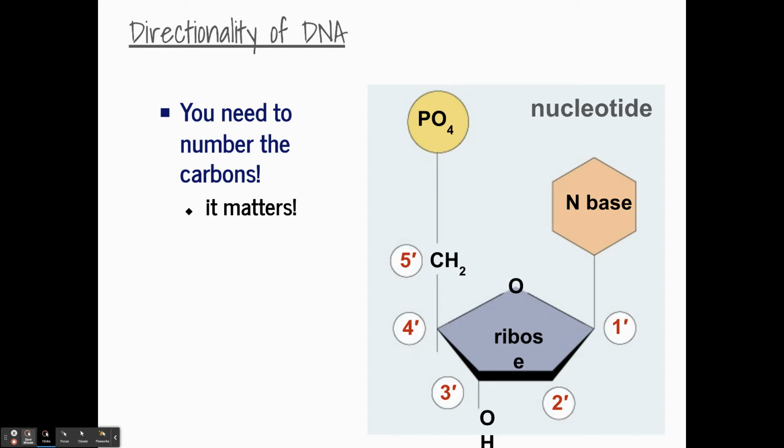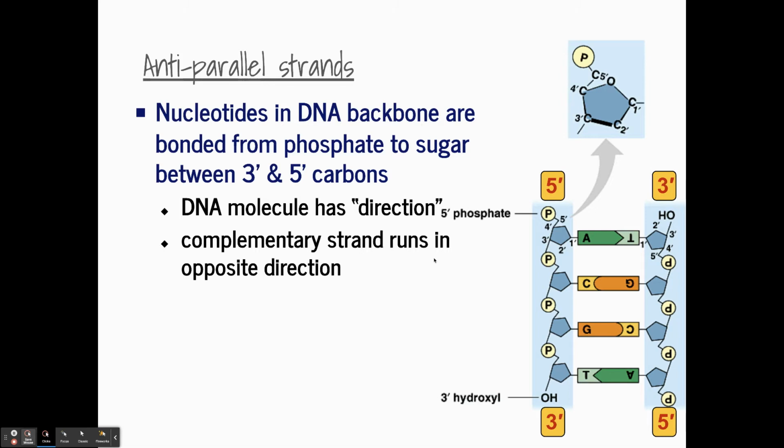So the directionality of DNA matters; you need to number the carbons. When we look at the directionality of DNA, it usually runs from 5' to 3'. What does that mean? 5 to 3. If I look here at my sugar, here would be our carbon 1, carbon 2, 3, 4, and our 5th carbon. Now, it runs anti-parallel.